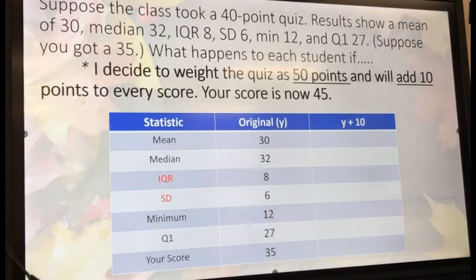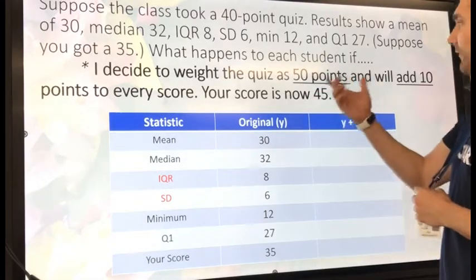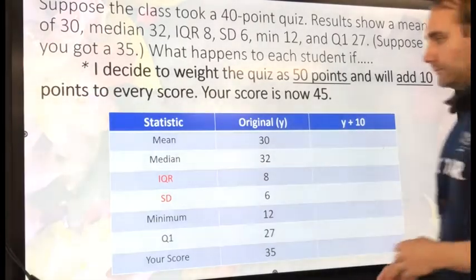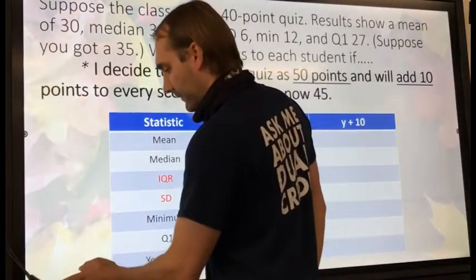Suppose the class took a 40-point quiz. Results show a mean of 30, median 32, IQR 8, standard deviation 6, min 12, and Q1 27. Suppose you got a 35. What happens to each student if I decide the weight of the quiz is now 50 points? So I'm going to add 10 points to every score. Your score is now a 45.